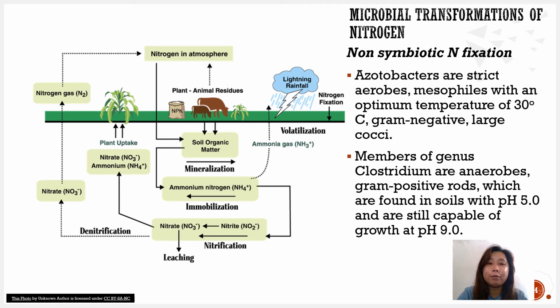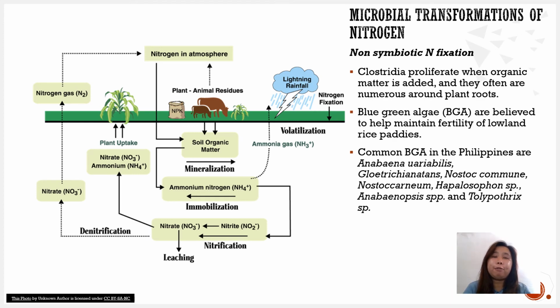They are mesophiles with an optimum temperature of 30 degrees Celsius. They are gram-negative and their shape is large cocci. The members of genus Clostridium are anaerobes. They are gram-positive rods which are found in soils with pH 5 and are still capable of growth at pH 9.